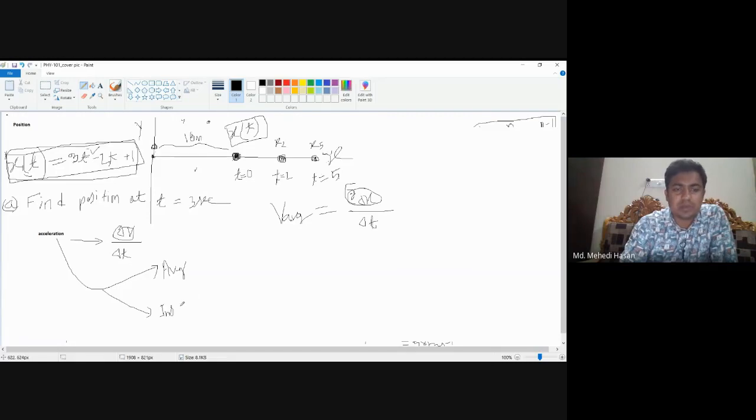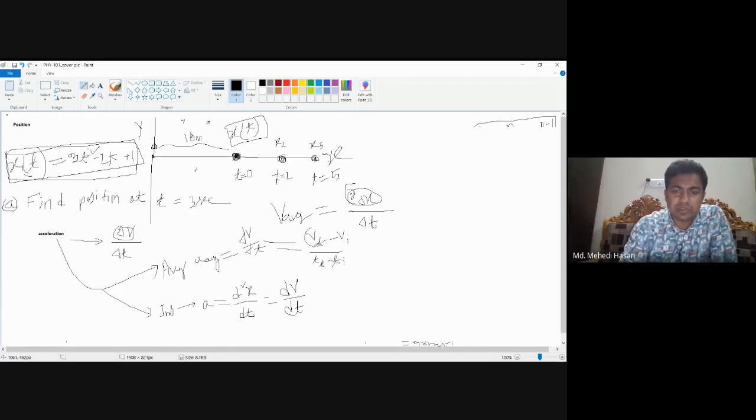Okay, so instantaneous acceleration is basically the second order differentiation of position, d square x by dt square, or we can say the first order differentiation of velocity, dv by dt. And average acceleration is basically the change in velocity with respect to time. In this case, v final minus v initial, and here t final minus t initial.